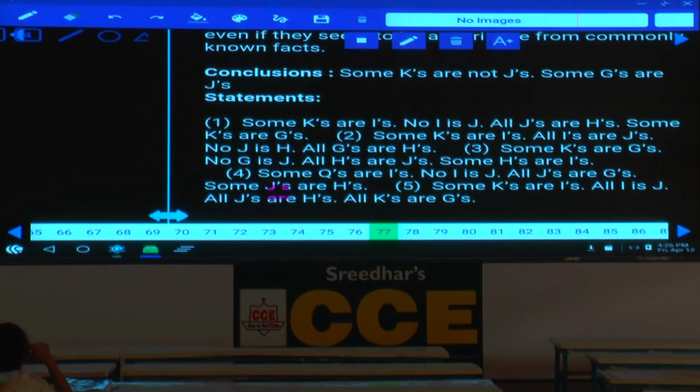Yes, what is the answer you got? Tell me, did you get an answer when you tried to draw it? Why did you not get it? Because there is an error. Where is the error here? Now in the place of Q, take it as K. Now look.